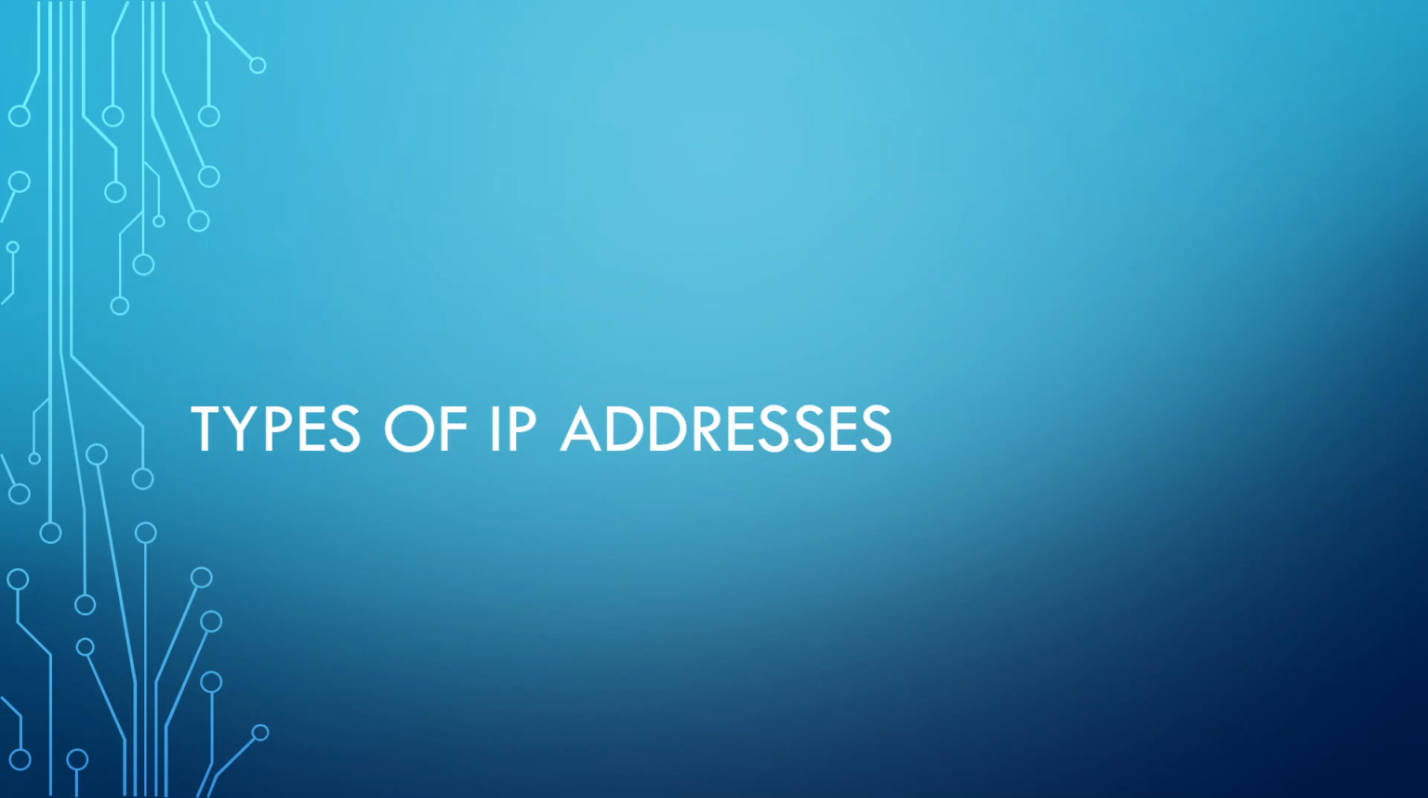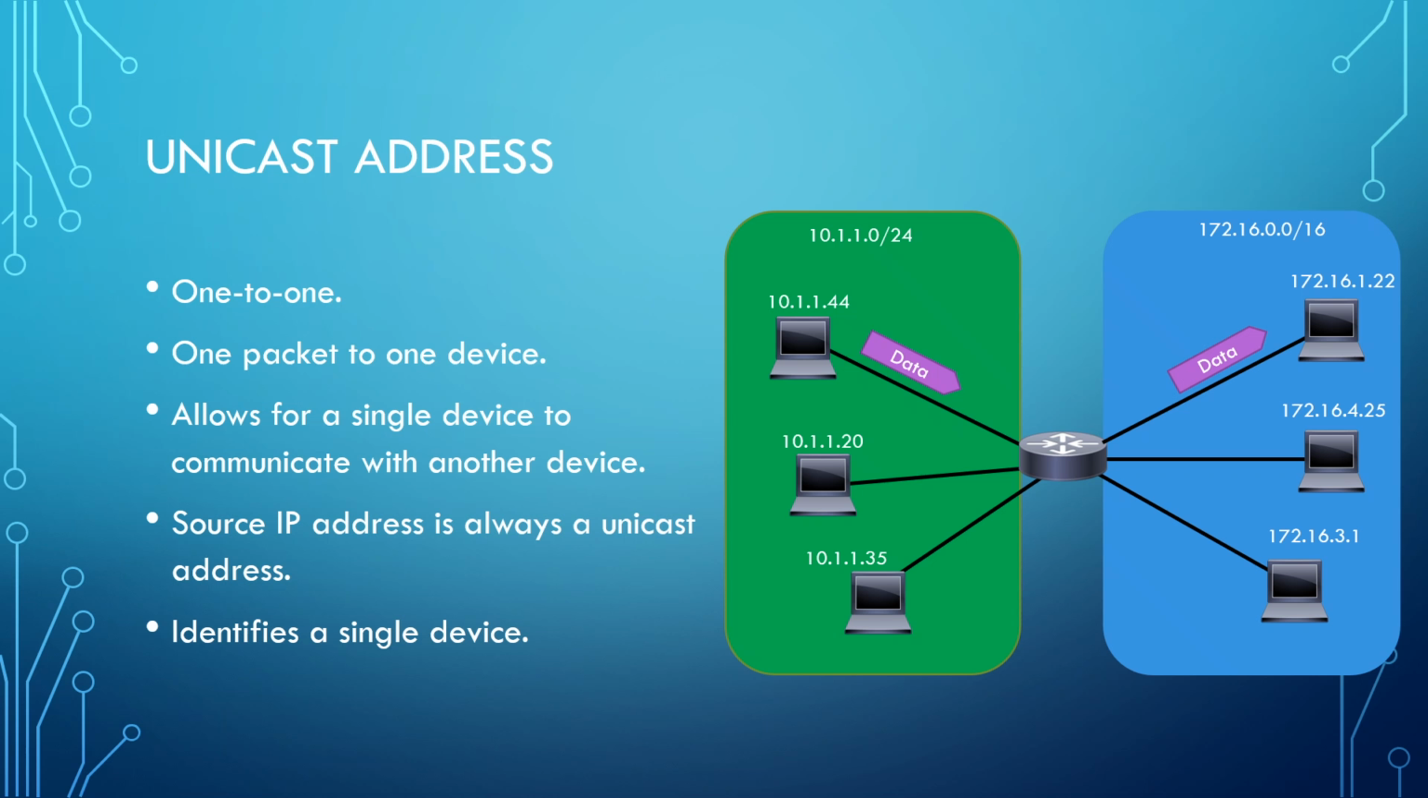In this video, we're going to have a look at the types of IP addresses available to us. So to begin with, the first type of IP address we have is known as a unicast address. Now, unicast addresses allow for one-to-one communication, essentially one packet going to one device. So it allows for a single device to communicate with another device, and the source IP address of any IP packet is always going to be a unicast IP address, identifies a single device.